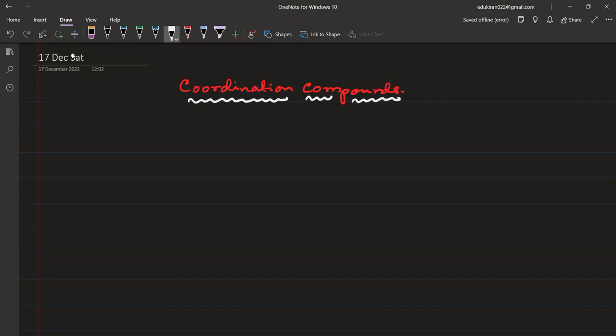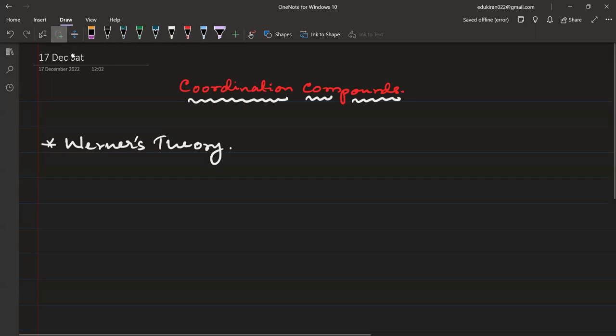Okay, please write the topic coordination compounds. And in coordination compounds, you will write the first topic, that is Werner's theory. Please write. Werner's theory. Okay, but please don't write anything after Werner's theory.